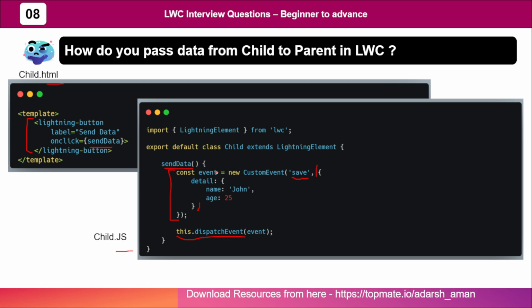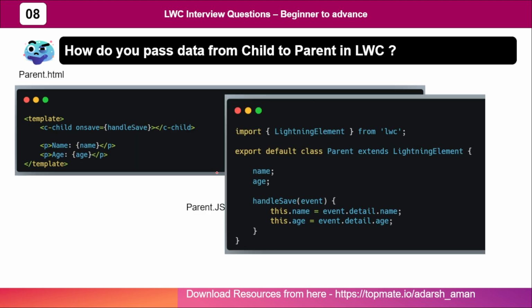Once we have created and dispatched the event, how will the parent handle it? Let's see that. On the parent HTML we have this, and on the parent JavaScript we have this piece of logic. Whenever you dispatch anything from the child, you need to handle it here while defining the child tag. Here you have to add a prefix which is on, and then the event name.